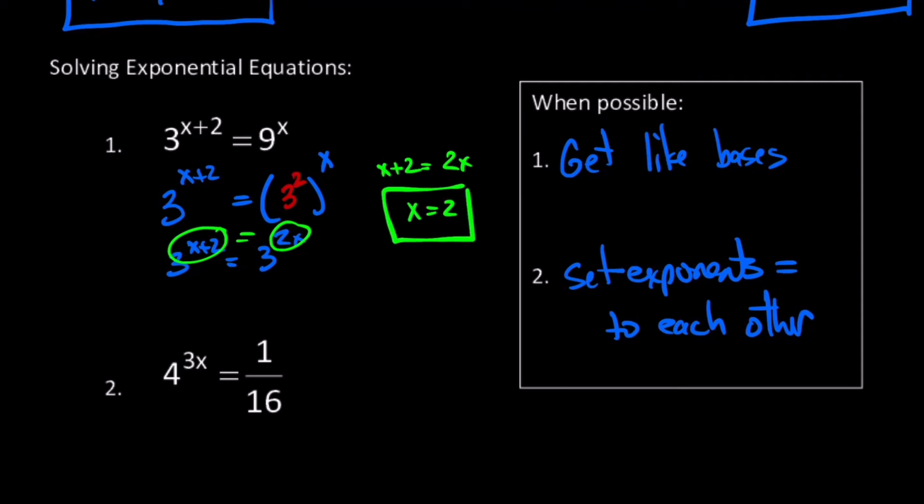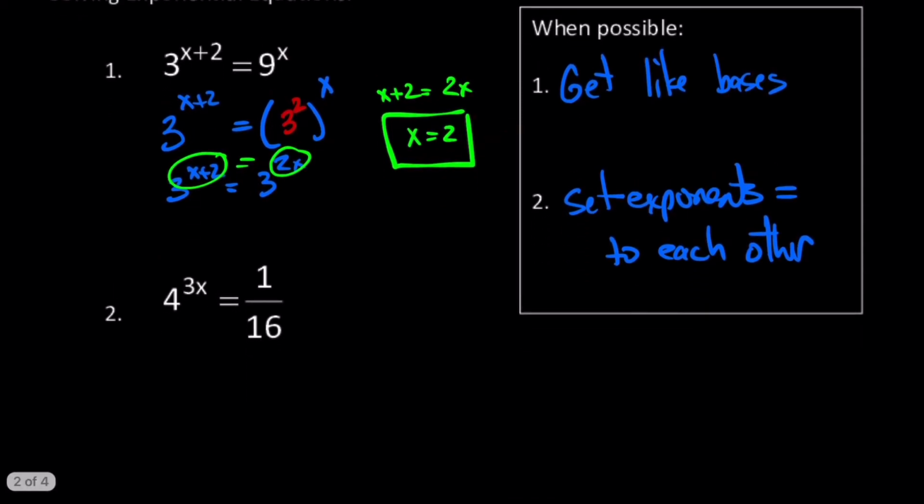And it's really simple to check. If x equals 2, I'll plug it in here and here. Well, 2 plus 2 is 4. 3 to the 4th is 81. Plug the 2 in here. 9 squared, that's 81. So 81 equals 81, check.